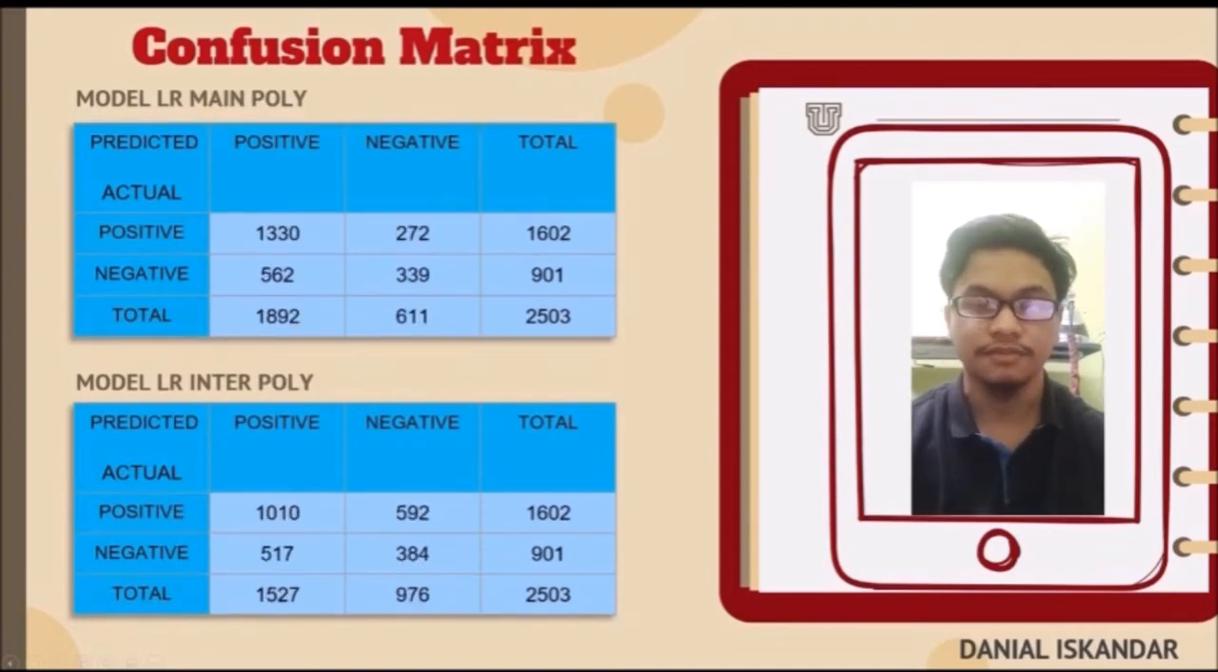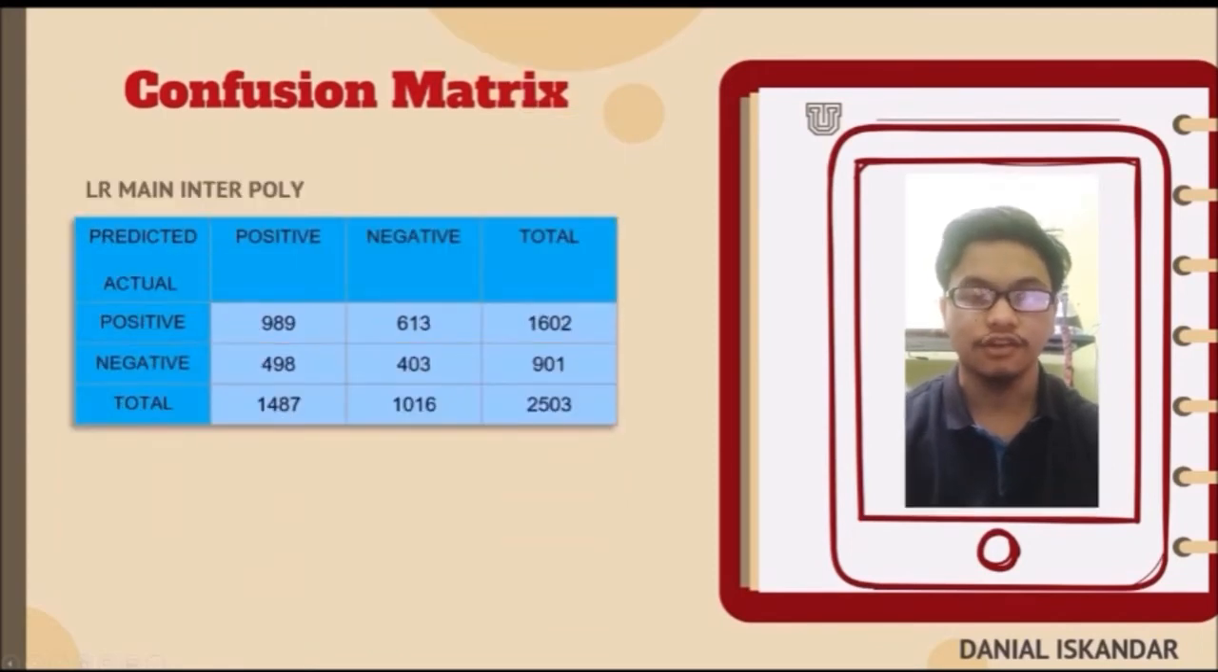And here is the confusion matrix for LR main poly and LR inter poly. And lastly, the confusion matrix for LR main inter poly. As we can see, the total is the same for all, which is 2503.